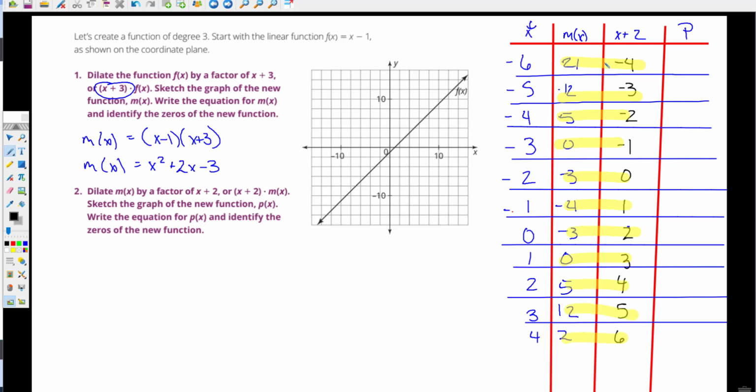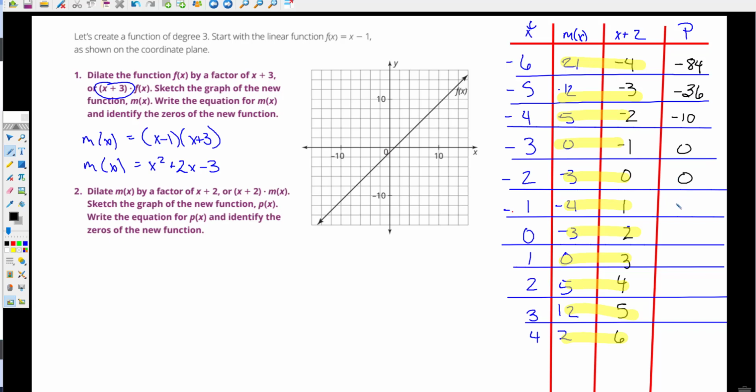And so what is the product of those two things? What is negative 4 times 21? No, negative 84 is right. I just wrote it down backwards. Negative 3 times 12? 5 times 2? 0 times negative 1? Negative 3 times 0?